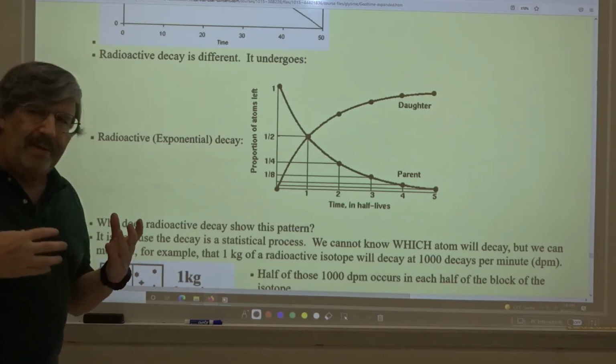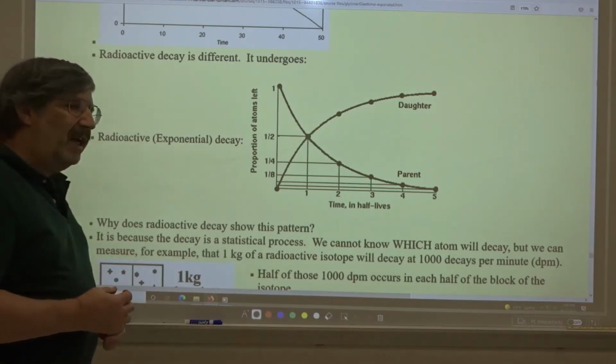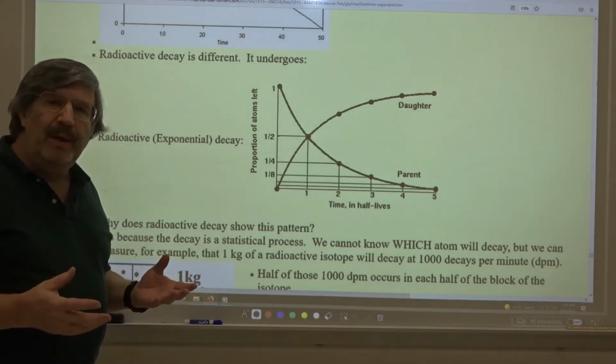But then the question becomes, suppose it's not easy to measure the amount of parent. Well, what can you do? And this is, for instance, a problem with carbon-14. The amount of carbon-14 in any given sample is very, very small. So what can we do in a case like that?